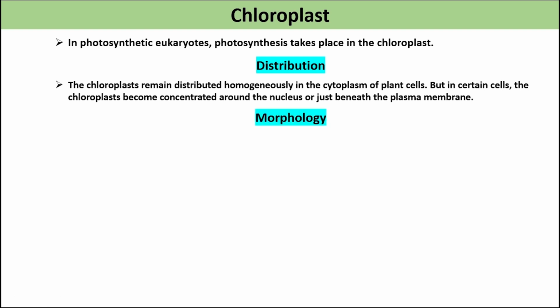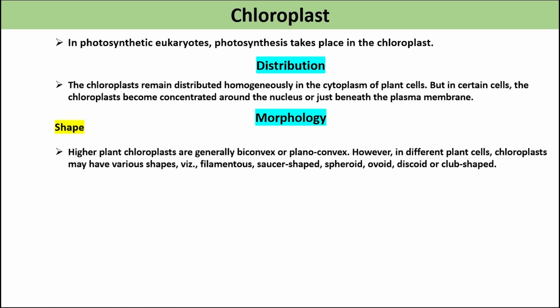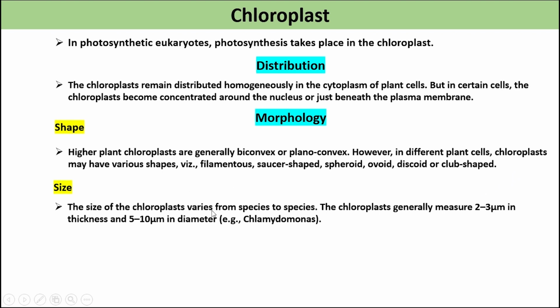Morphology. Higher plant chloroplasts are generally biconvex or planoconvex. However, in different plant cells, chloroplasts may have various shapes, viz., filamentous, saucer-shaped, spheroid, ovoid, discoid or club-shaped. Size. The size of the chloroplasts varies from species to species. The chloroplasts generally measure 2 to 3 micrometer in thickness and 5 to 10 micrometer in diameter, example Chlamydomonas.